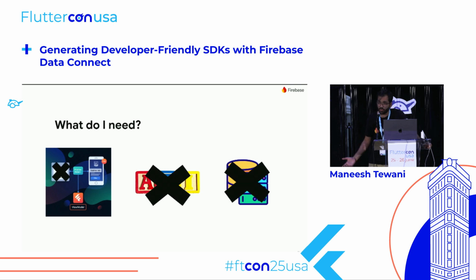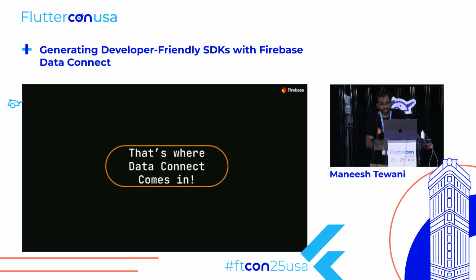And then I also don't want to write my model. I don't want to have to rewrite all of the information that I already wrote in my schema, right? That just seems like way too much work. That's where Data Connect comes in. Data Connect is this magic that essentially allows you to not have to deal with any of those things.